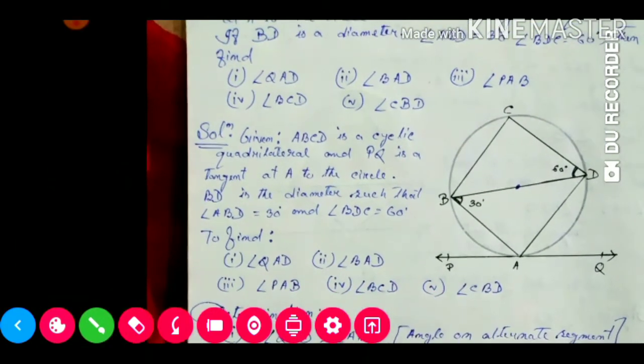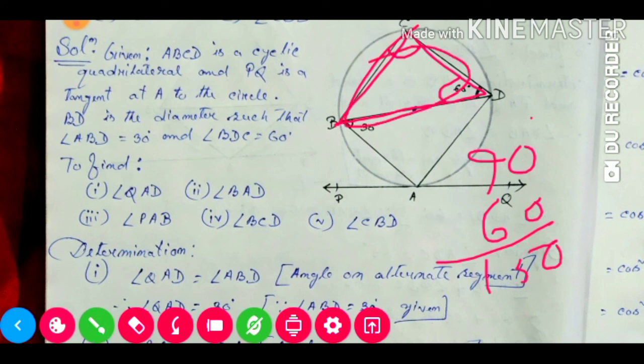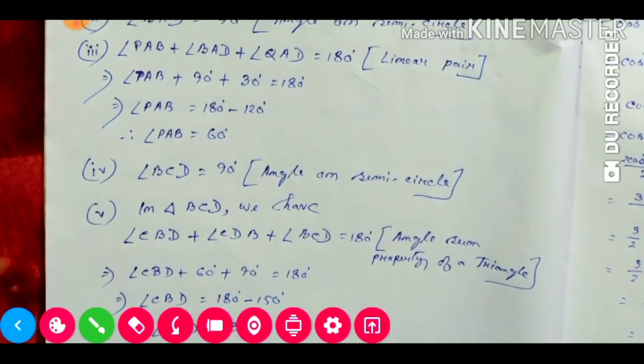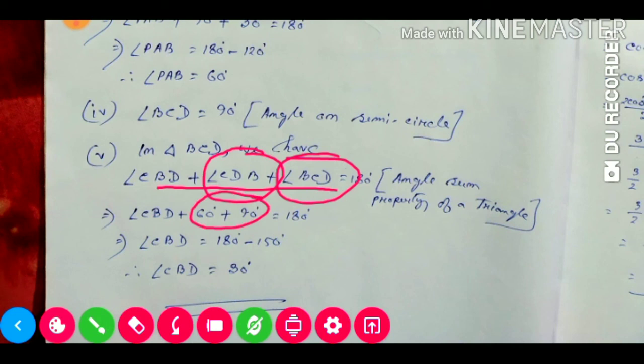In triangle BCD, this angle we got 60 degrees and this angle we know is 90 degrees, so 60 plus 90 will be 150 degrees. The sum of the three angles of a triangle is 180 degrees, so 180 degrees minus 150 degrees will be 30 degrees. So number 5, angle CBD will be 30 degrees. In triangle BCD, by the angle sum property of a triangle, we put the values 60 degrees and 90 degrees; 60 plus 90 is 150, and if we subtract this from 180 degrees it will be 30 degrees.